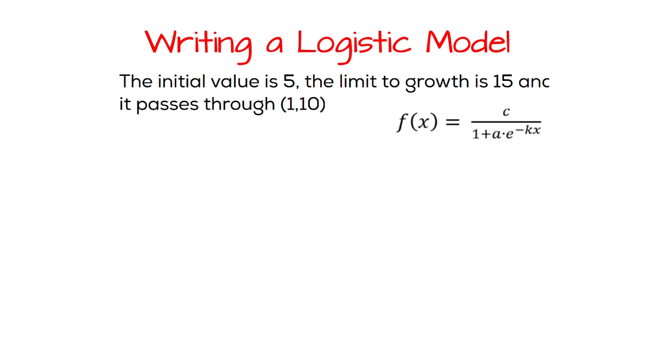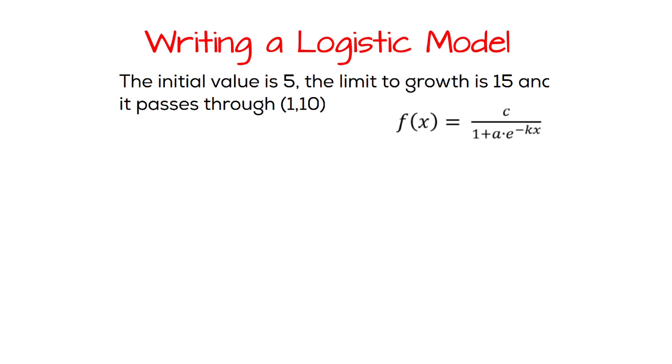So I have all the info. Now I'm going to figure out what that A and that K and that C value are. Now remember, one of them just sits there, but the others we're going to have to work for. So I kind of think of this as a 3-part stage. Now, which one of those do you think, A, C, or K, I should start with? The initial value is 5, the limit to growth is 15, and it passes through this point, 1, 10. So which of those are we using first?